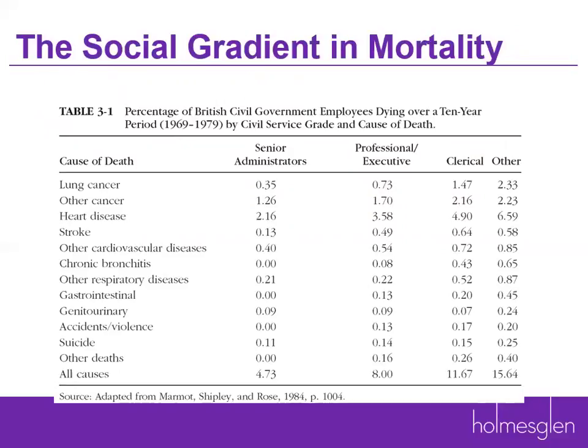Senior administrators. If you go across each of these rows, the numbers go up as the status of the employee goes down. Sometimes quite frighteningly, 6.5% versus 2%. And if you add all those causes together, 15% due to arguably preventable causes of death versus under 5. So triple the change.